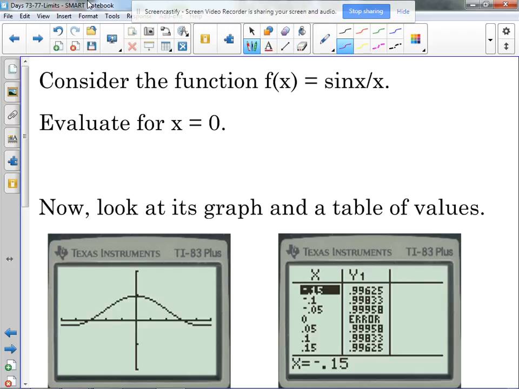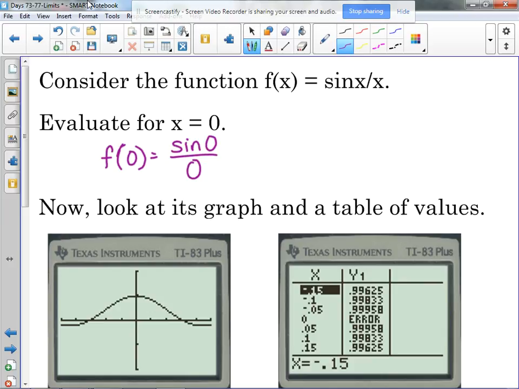All right, so let's talk about, I just want you to consider this function. f of x is equal to the sine of x over x. If I asked you to evaluate that for x equals 0, what do you get? If I say evaluate sine of x over x for x equals 0, what do you get? 0? Is it actually 0? You get an error. Okay, well, why do we get an error? We can't divide by 0.